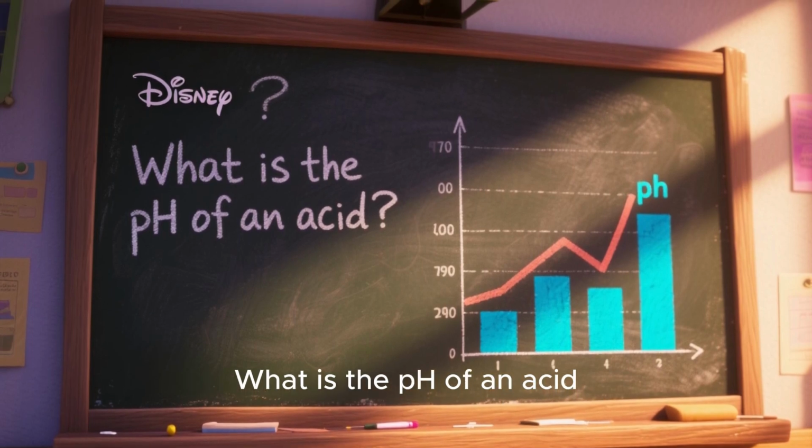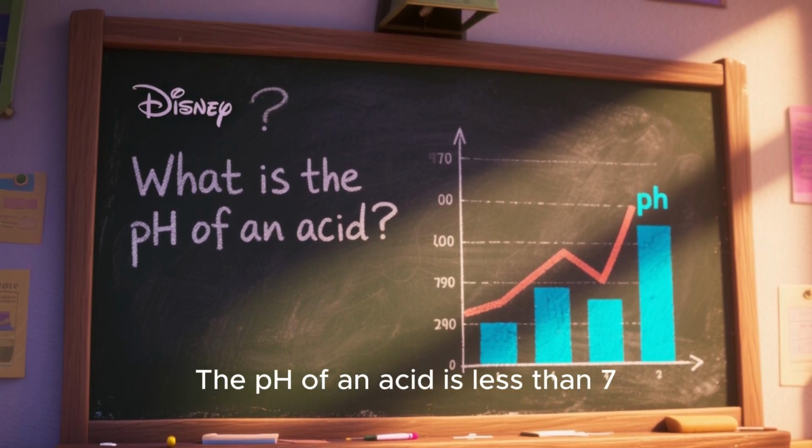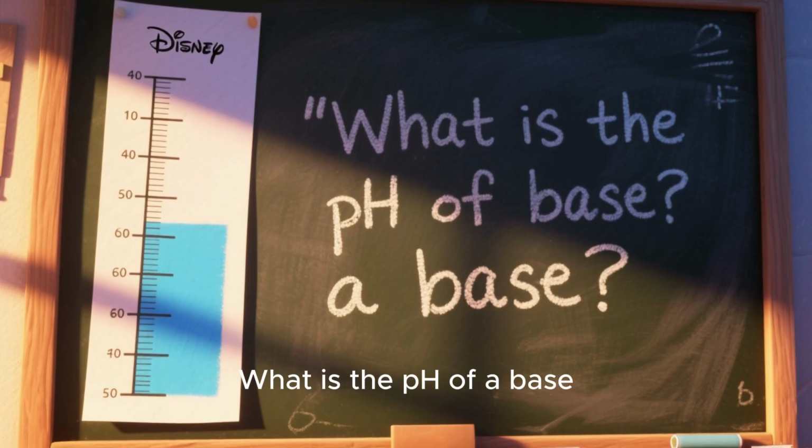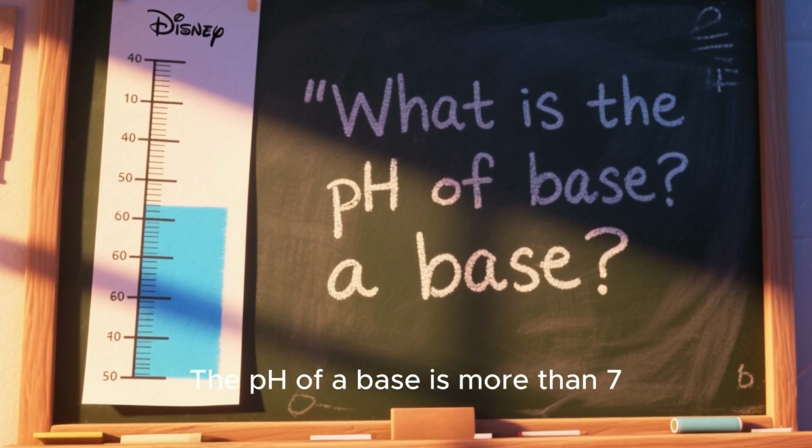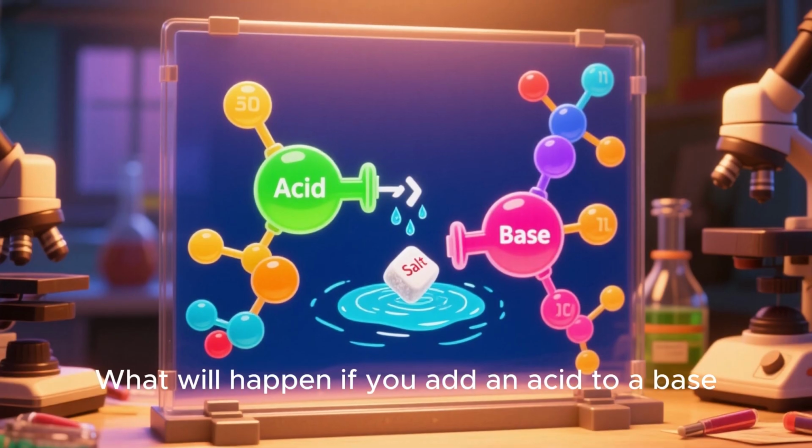What is the pH of an acid? The pH of an acid is less than 7. What is the pH of a base? The pH of a base is more than 7.